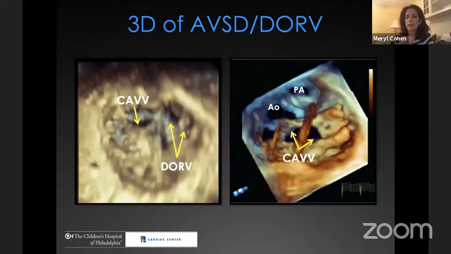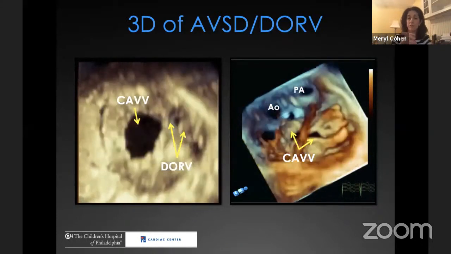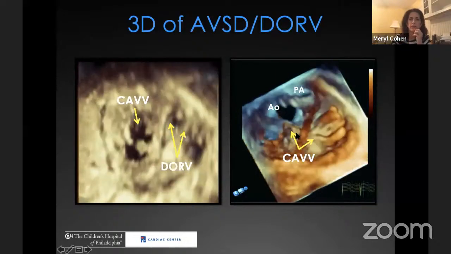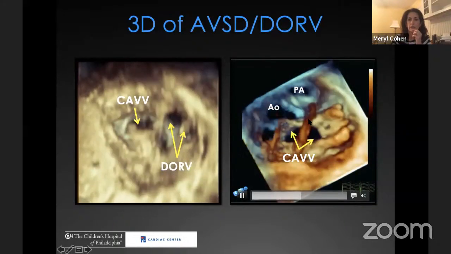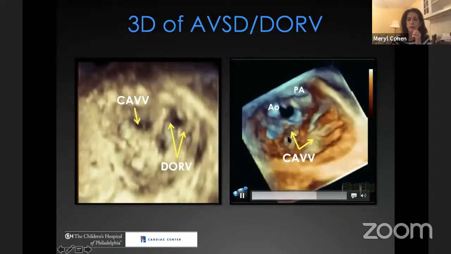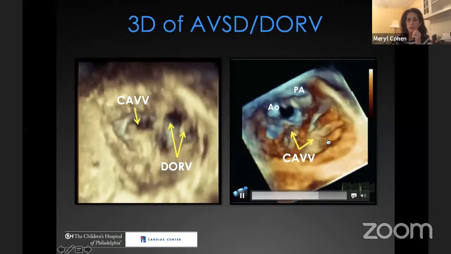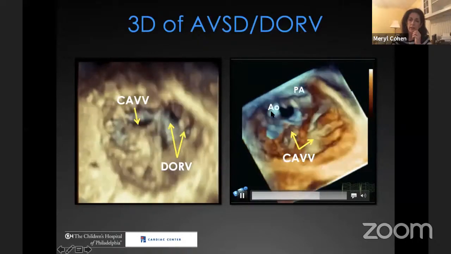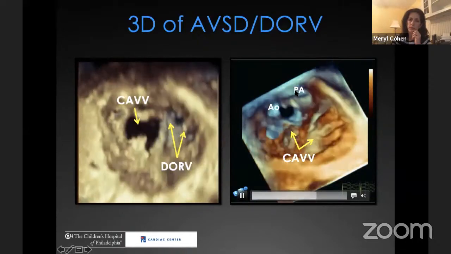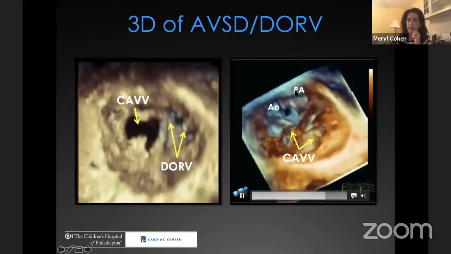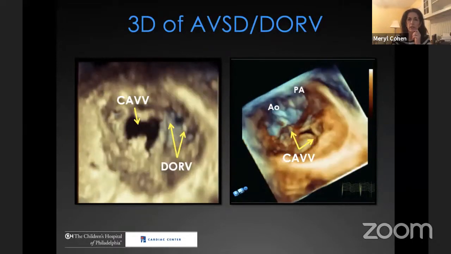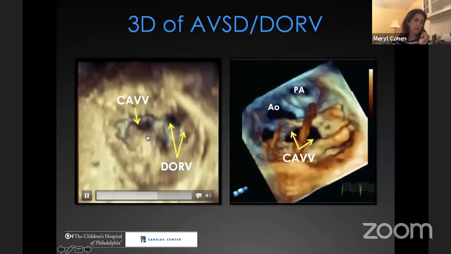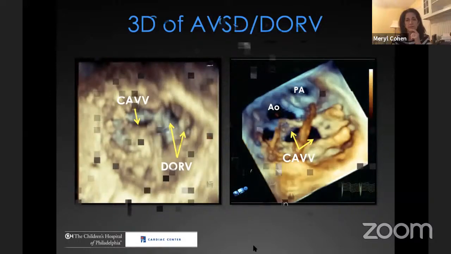And 3D echo has certainly enhanced our understanding of many things, including heterotaxy and isomerism. Here, when you look up from the ventricle, you see a common AV valve opening to both ventricles with a superior and inferior bridging leaflet. And it is very clear that the aorta and pulmonary artery are both arising entirely from the right ventricle in this patient with the conal septum in between. And you can see that in this clip as well.